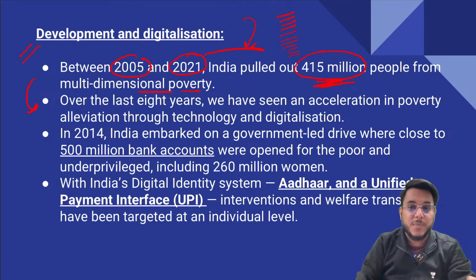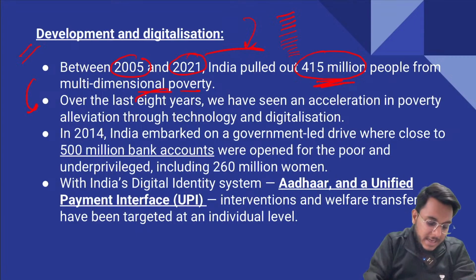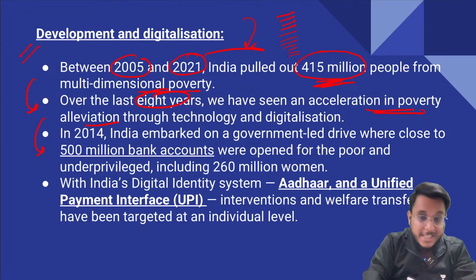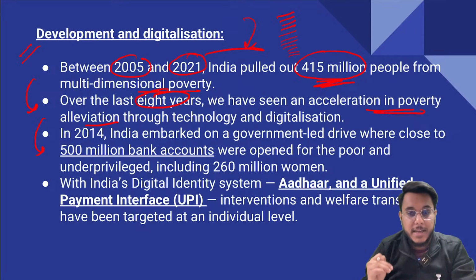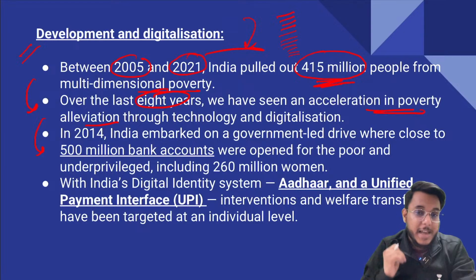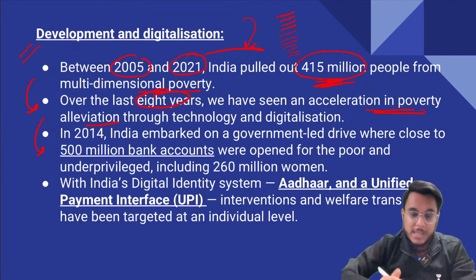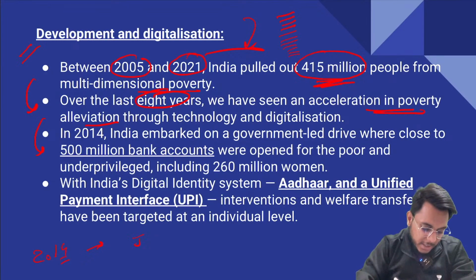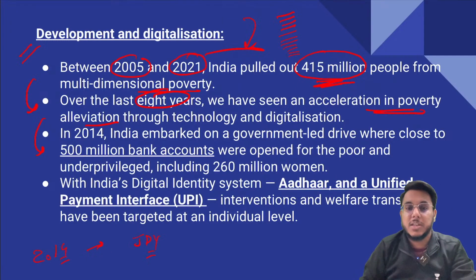After that, we have also seen that in the last 8 years there has been acceleration in poverty alleviation and poverty reduction. The social security nets and social security coverage of India have played a very important role. For example, in 2014, we started with the Jan Dhan Yojana.